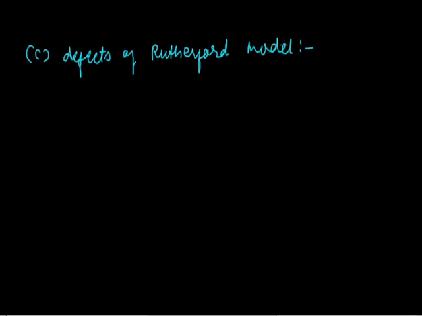First one is that Rutherford did not specify the number of electrons in each orbit. He did not tell about the number of electrons. Second one, the main big mistake is that according to electromagnetic theory, if a charged particle is accelerated around another charged particle, that is the nucleus, then there would be a continuous radiation of energy. This loss of energy would slow down the speed of the electron and eventually the electron would fall into the nucleus. But such a collapse does not occur. Rutherford's model could not explain this.